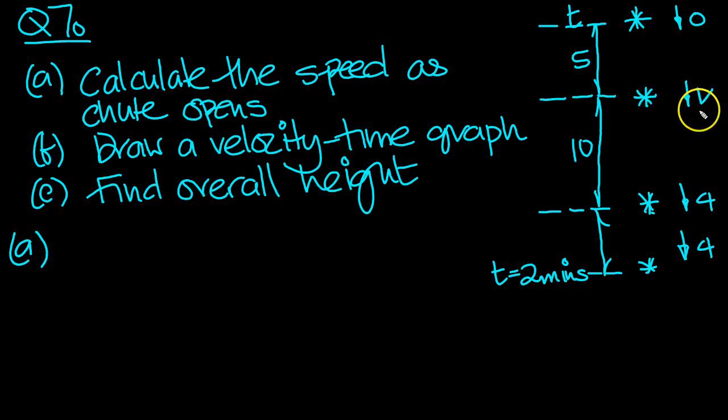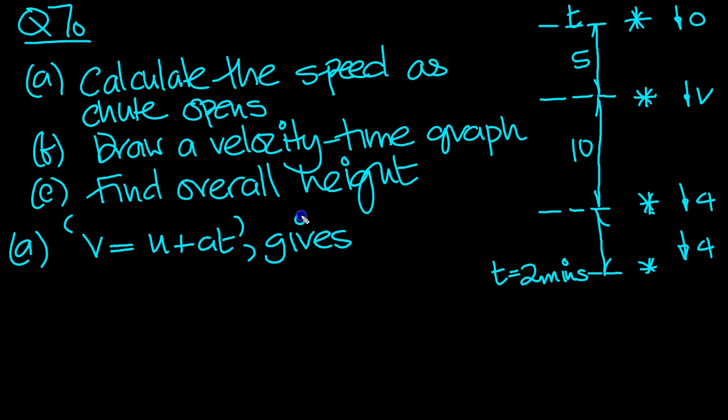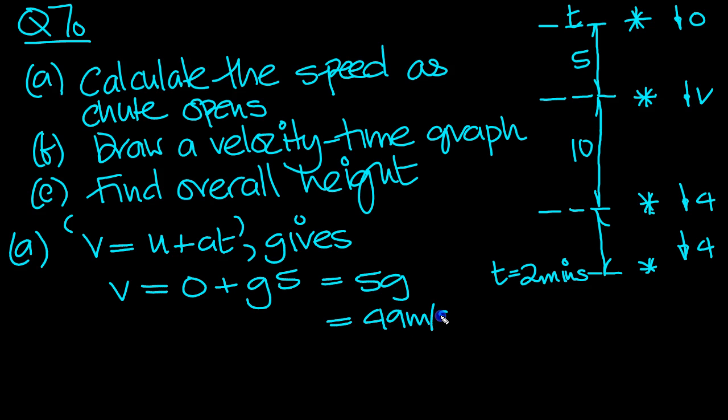Calculate the speed as the chute opens, which would be the velocity here. So this velocity equals U plus AT. Apply this formula, because we know the time, we know the initial velocity, and we know the acceleration is the acceleration due to gravity, assuming there's no air resistance. So V is equal to U, which is 0, plus the acceleration g, times the time, which is 5. So velocity is 5 g. 5 times 9.8 is 49 meters per second. We can tap that in the calculator if we need to.